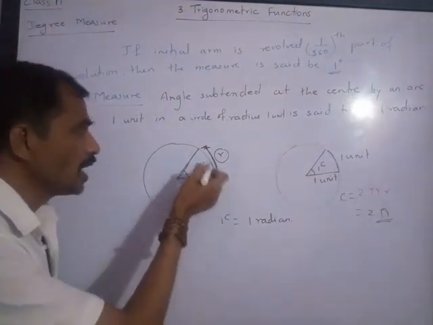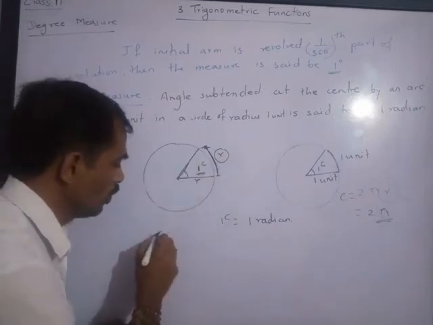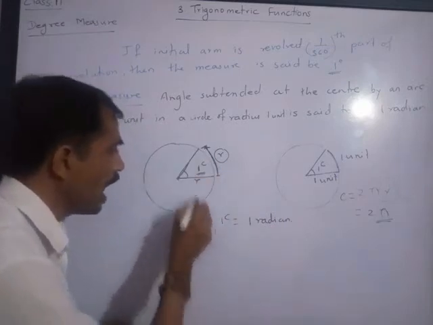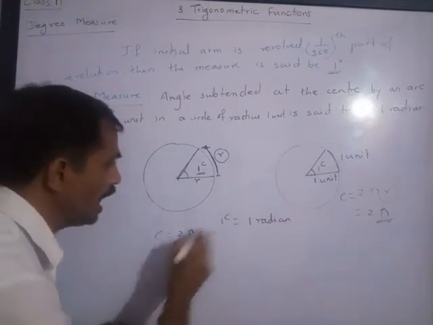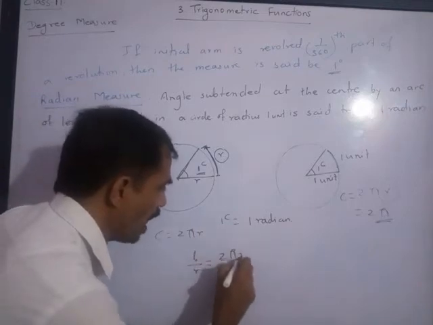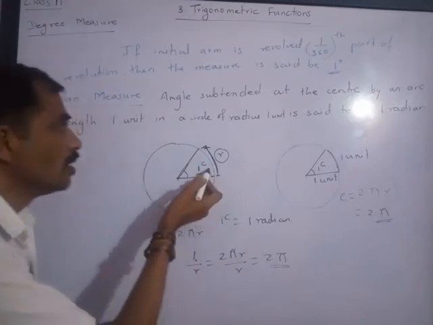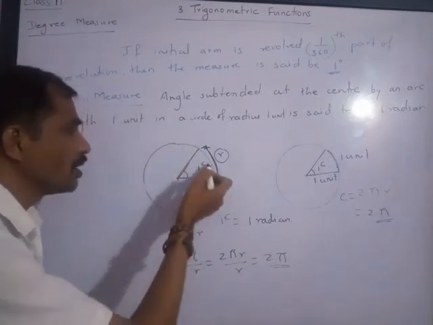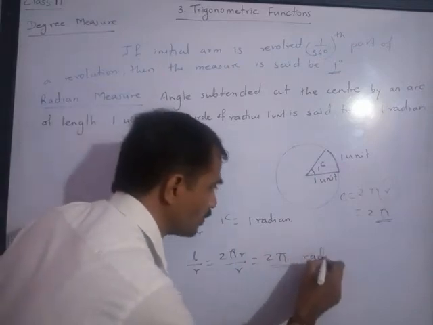Here the total circumference of the circle is 2 pi r and the radius is r. So radian is equal to length upon radius. So you will get twice pi r upon r, that is equal to twice pi. It means the total measure of a circle is 2 pi radians.